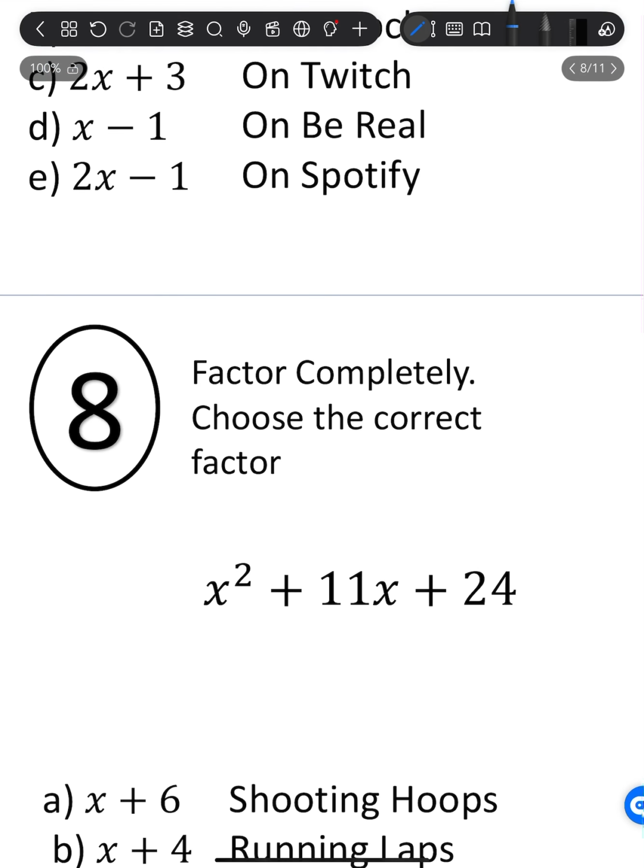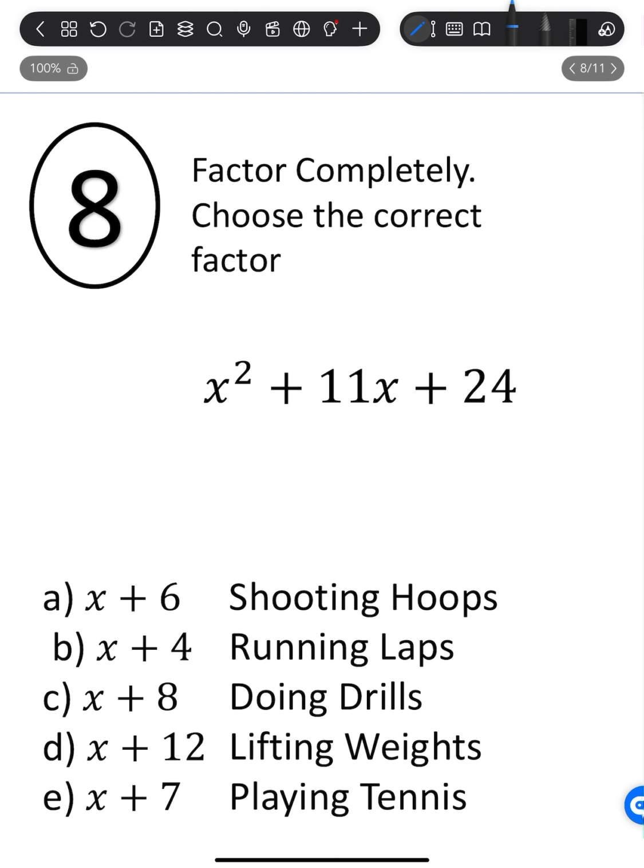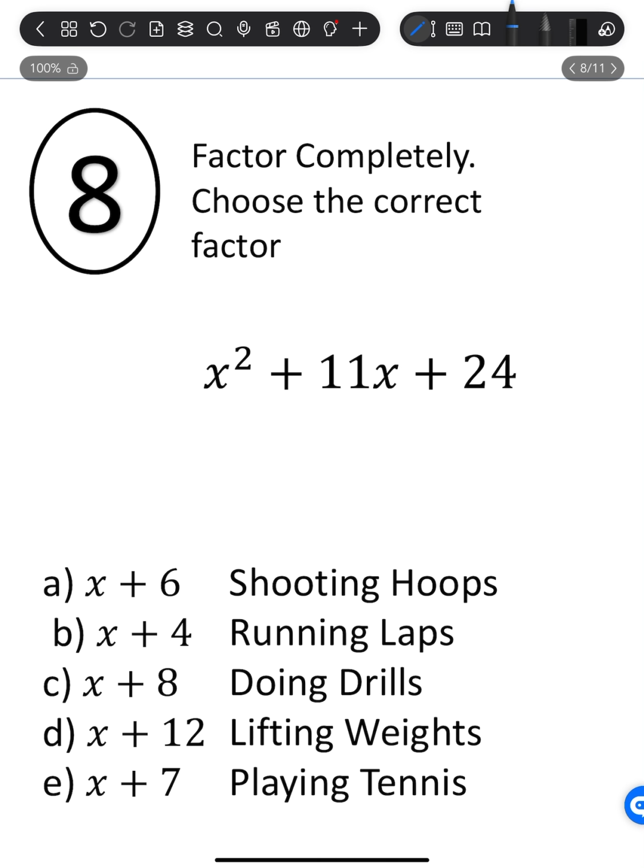Alright, number 8. Number 8 here, key sign here, we have a leading coefficient of 1, so let's not do more work if we don't need to. So I need two numbers that multiply to 24 and add to 11. Thinking through there, I get 8 and 3. So 8 times 3 is 24. 8 plus 3 is 11.